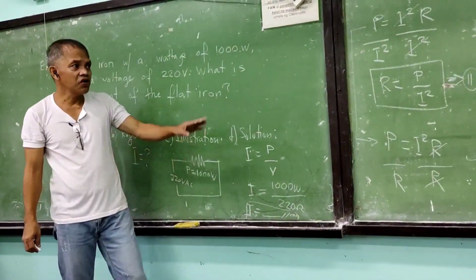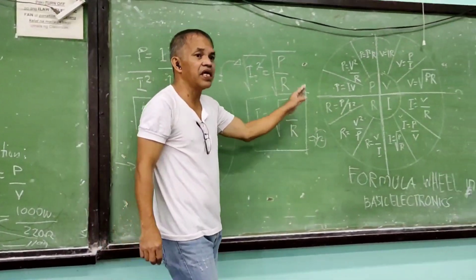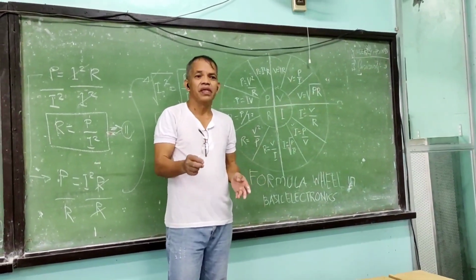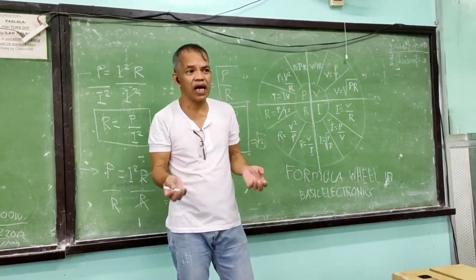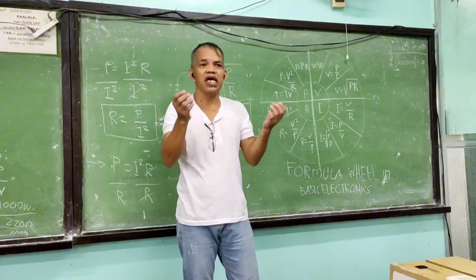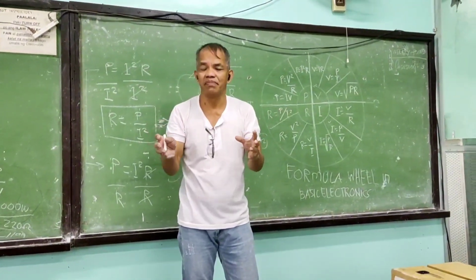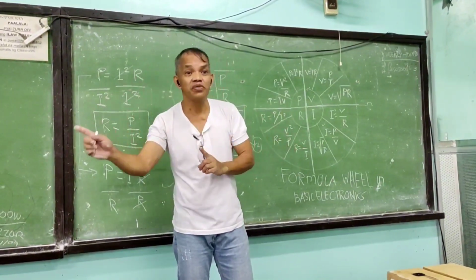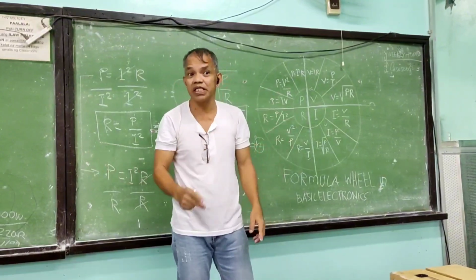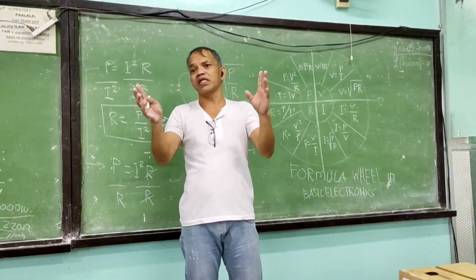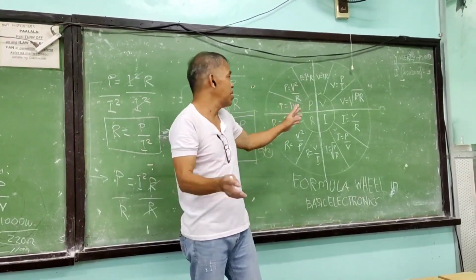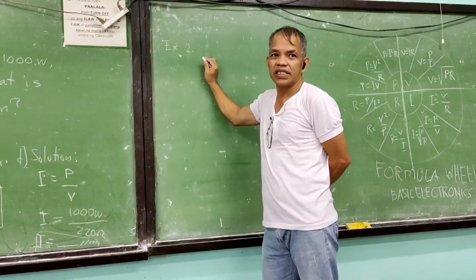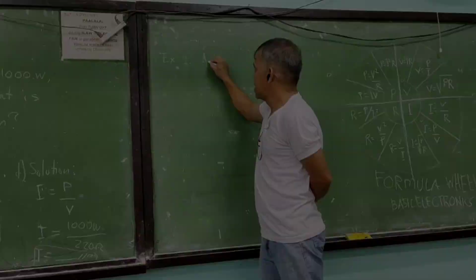So, our formula wheel caters to all the worded problems in electronics. Again, I will repeat, if you are not able to derive, memorize. When you know how to derive, simply memorize Ohm's law and the power law. Just two formulas to memorize. But if you're not able to derive, memorize the 12 formulas. Any question?